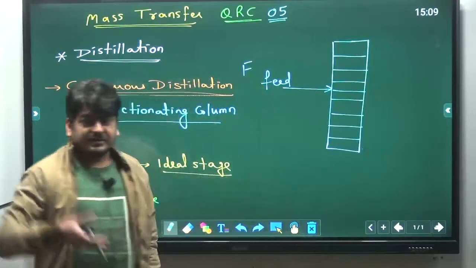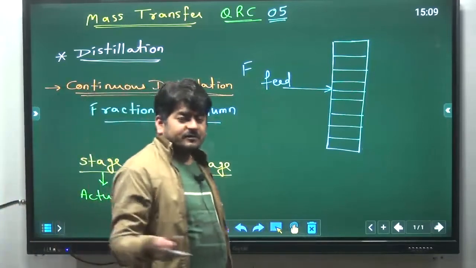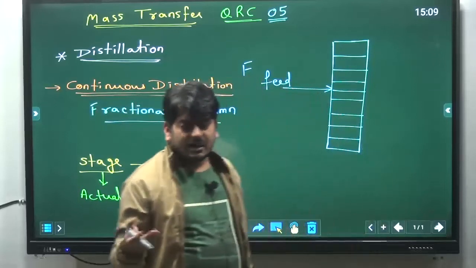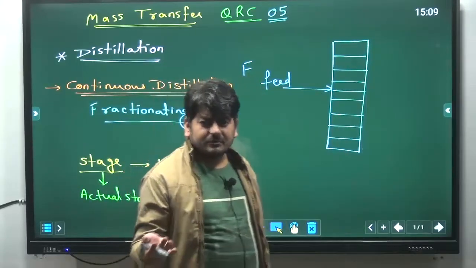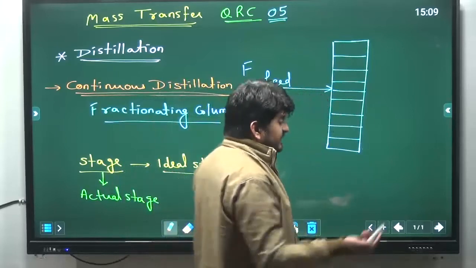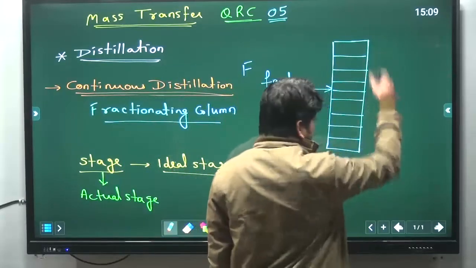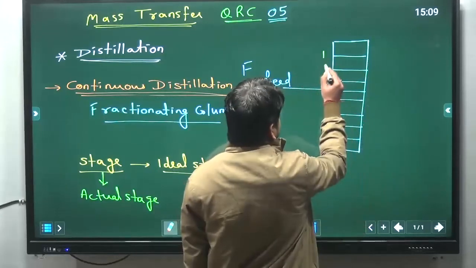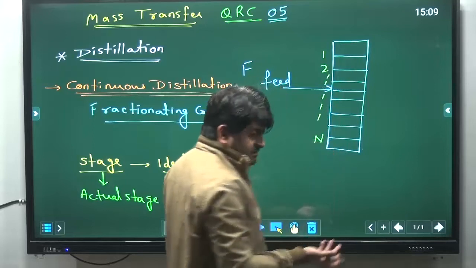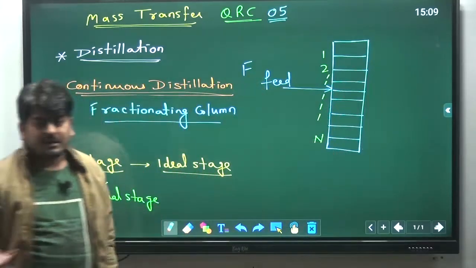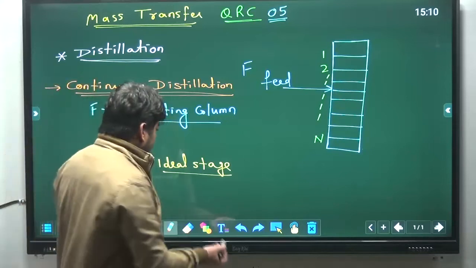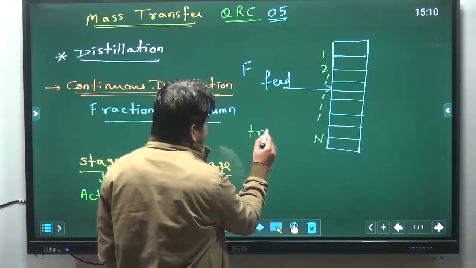So there is a vertical column where we have a number of stages, and usually that is your choice how you want to represent the number of stages, from top to bottom or bottom to top. Usually we prefer the notations from top to bottom. So this is the first stage, second stage, and so on up to the nth stage. Since these stages are inside the column, we can also term them as trays.